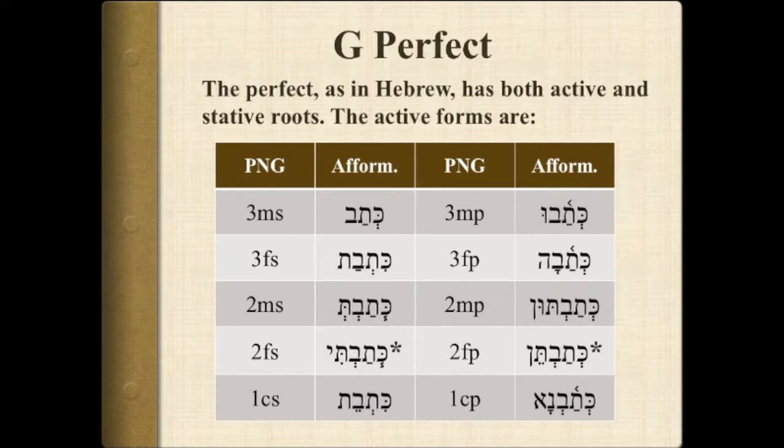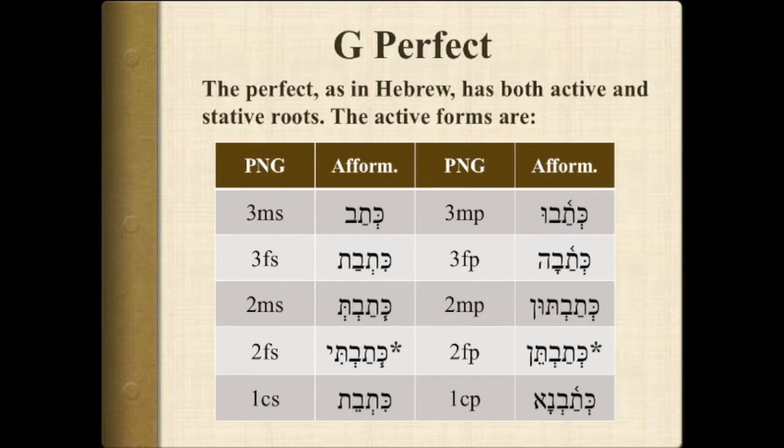So notice that the vowels are a little bit different. In Hebrew, the third masculine singular would have a qamets. The third feminine singular has a patach tav. Second masculine singular has a double tav with a shva, katavt. The second feminine singular, if it occurred, would have a tav at the end. And notice the first common singular, it has a tsere tav. That's how you can tell the first common singular.